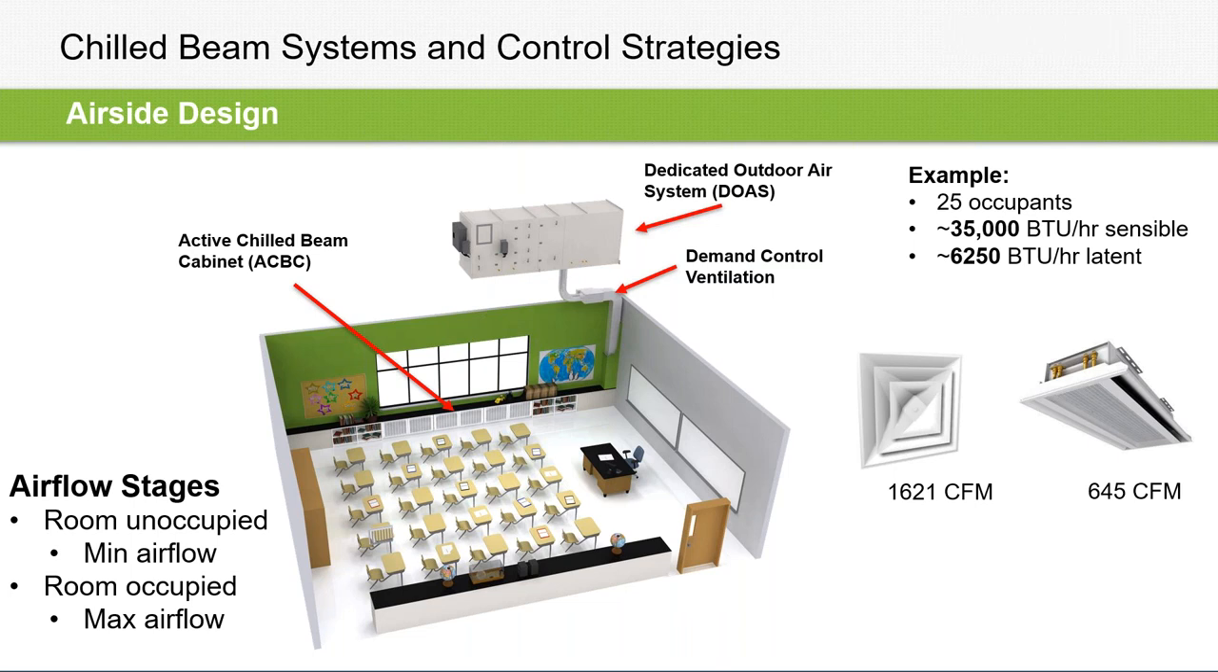Looking at the same classroom example, 25 occupants. What I found was we needed about 35,000 BTUs of sensible load and 6,000 BTUs of latent load. So with the VAV system, I was able to do this with 1,600 CFM. Compare that to 645, 650 with the chilled beam system. And depending on the occupancy, we can even get a little bit lower than that at times. So again, almost a third of the airflow in this scenario.